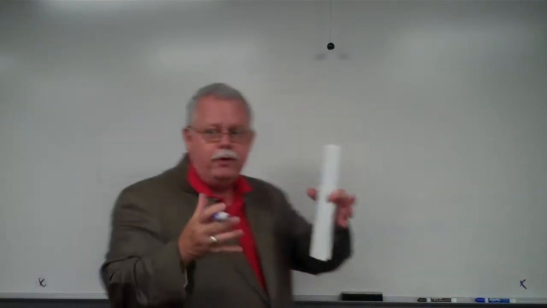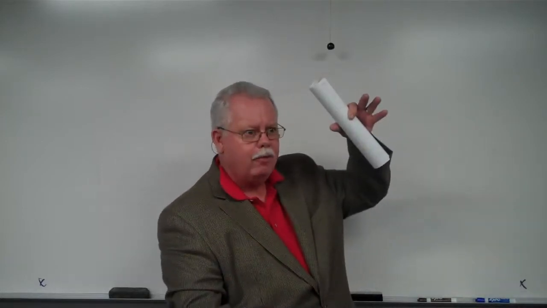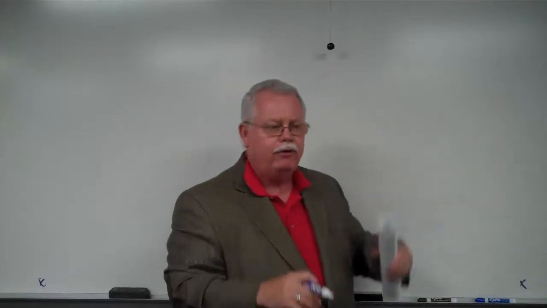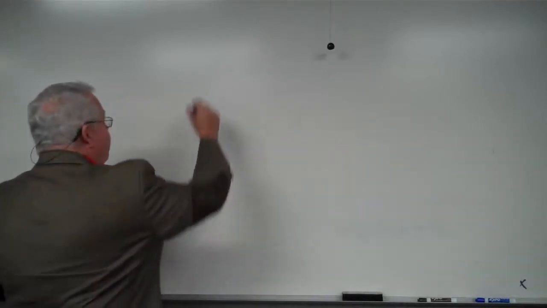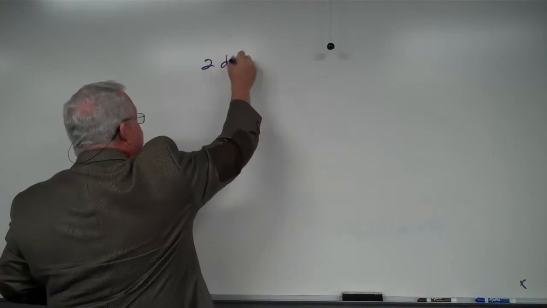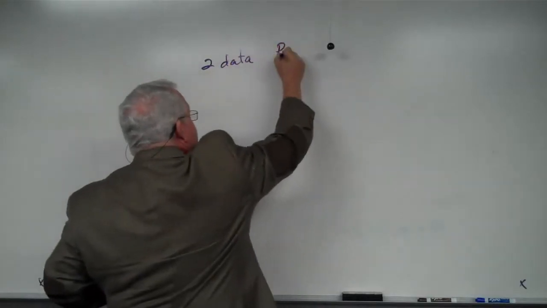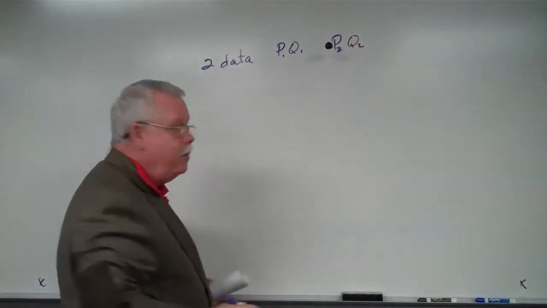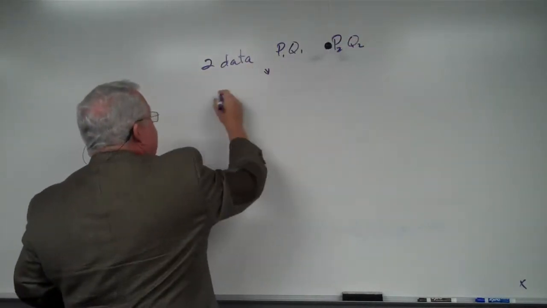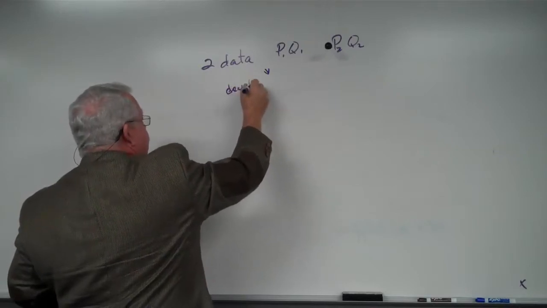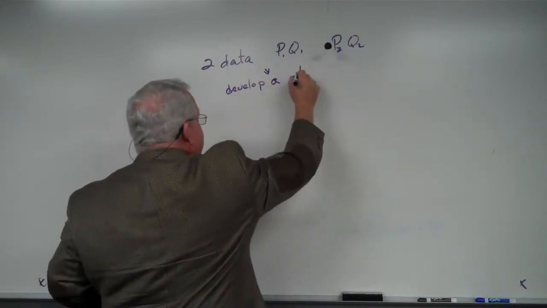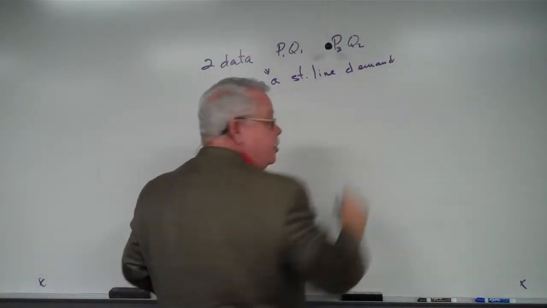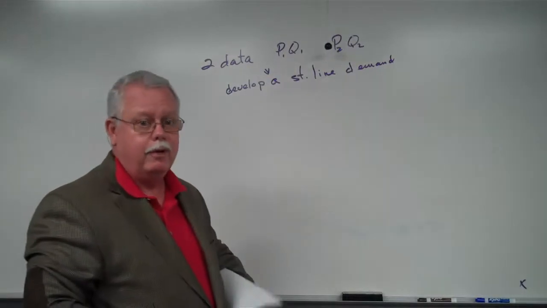Typically, and this would be the kind of long, extensive problem that would make up 50, 70% of an exam, because it's got so many parts to it. Let's just outline it. First thing I give you is 2 data points: price 1, quantity 1, price 2, quantity 2. And from that, you have to develop or construct a straight line demand curve. Now that's what you started off doing in the problems. Everybody clear with that?